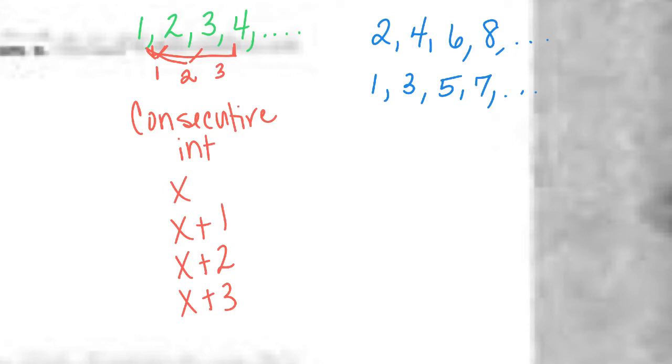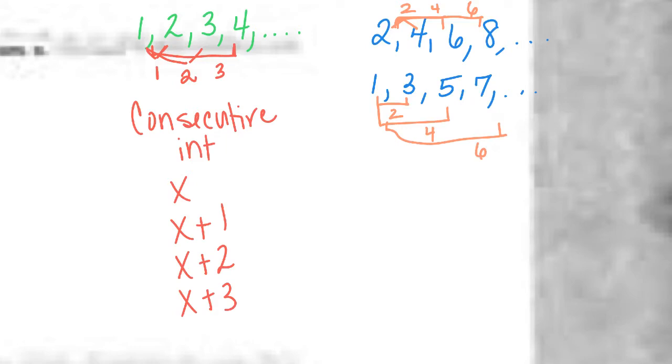Now stick with me for just a minute, okay? How far is the distance from 2 to 4? 2. 2 to 6 is 4. 2 to 8 is 6. 1 to 3 is 2. 1 to 5 is 4. 1 to 7 is 6. Do you see a pattern in even and odds?